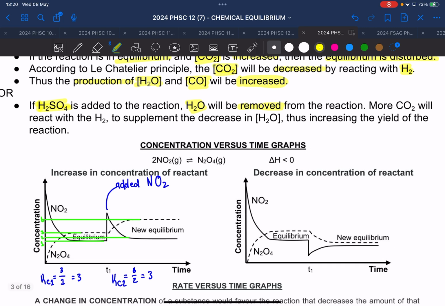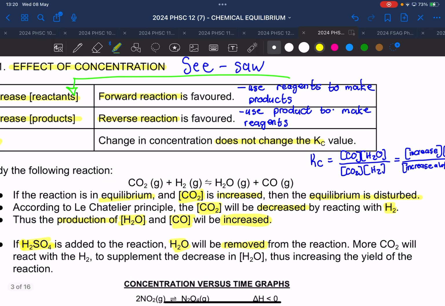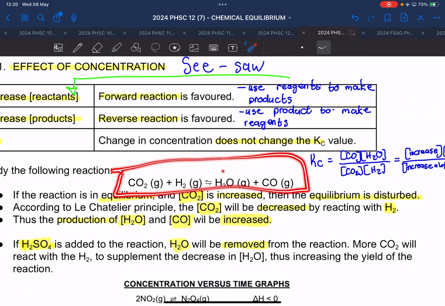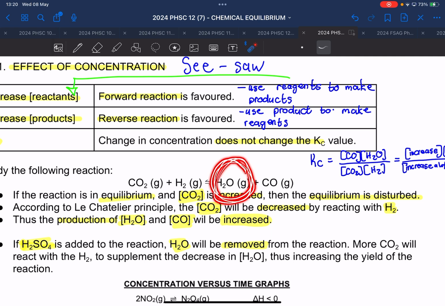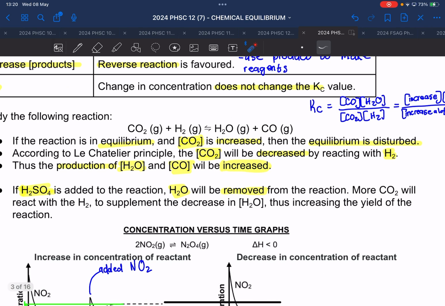If we add H2SO4 to our reaction mixture, water will be removed. That means if we look at our reaction here, we are taking away some of our product. Now the system doesn't want that. It wants to put more product back, so our forward reaction will once again be favored. According to Le Chatelier, the system will do whatever opposes the change we made. We took out product, so it's going to make more product.